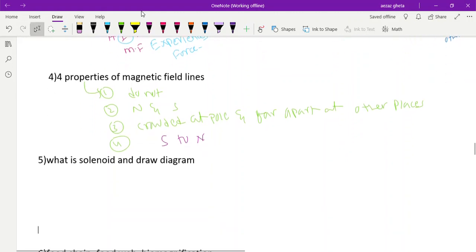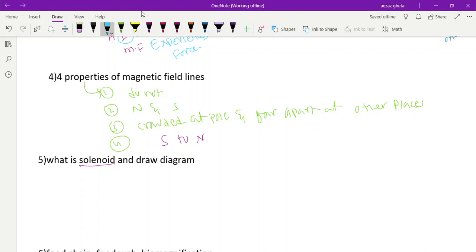Whether everybody understood? They do not intersect each other. This is a very easy, common question that appeared in the exam. What is a solenoid? A solenoid is a cylindrical shape wound with, or containing, a large number of turns. What is a solenoid? A solenoid is a long coil containing a large number of turns.